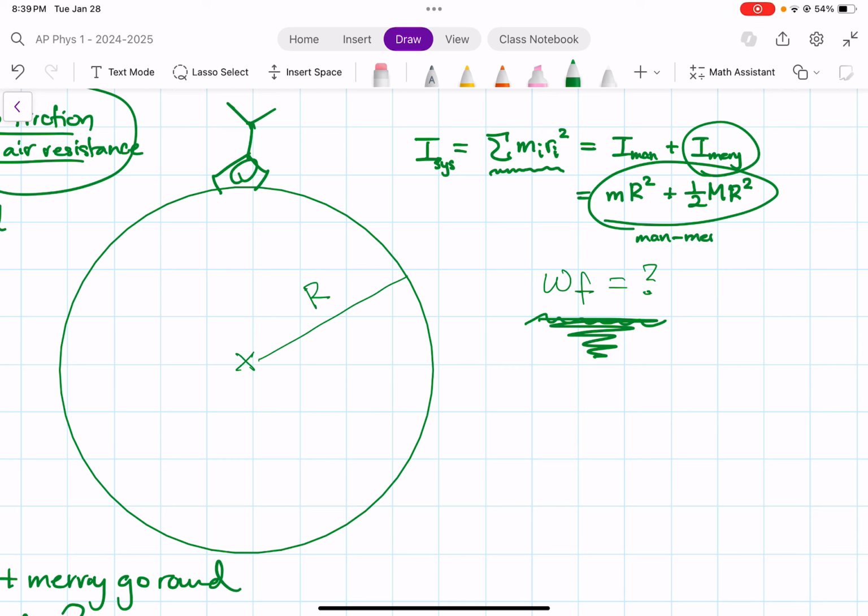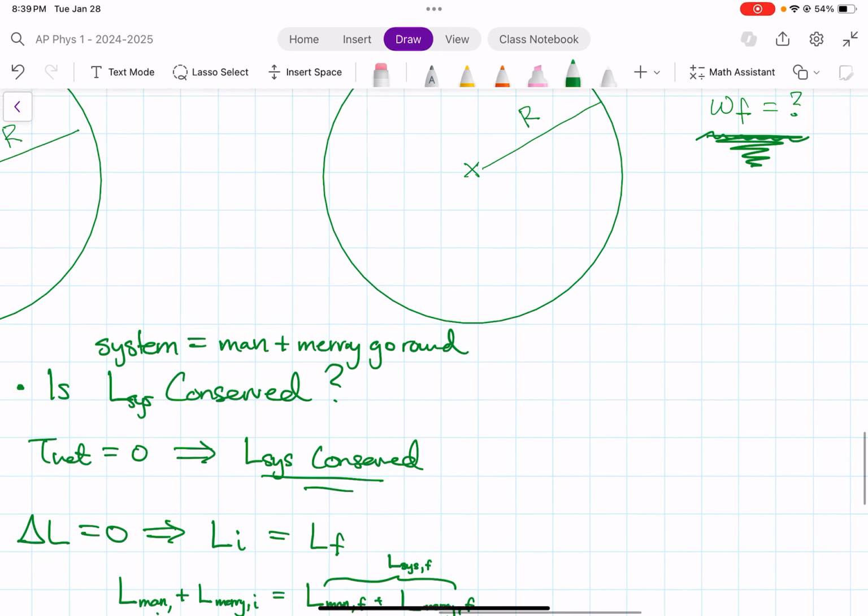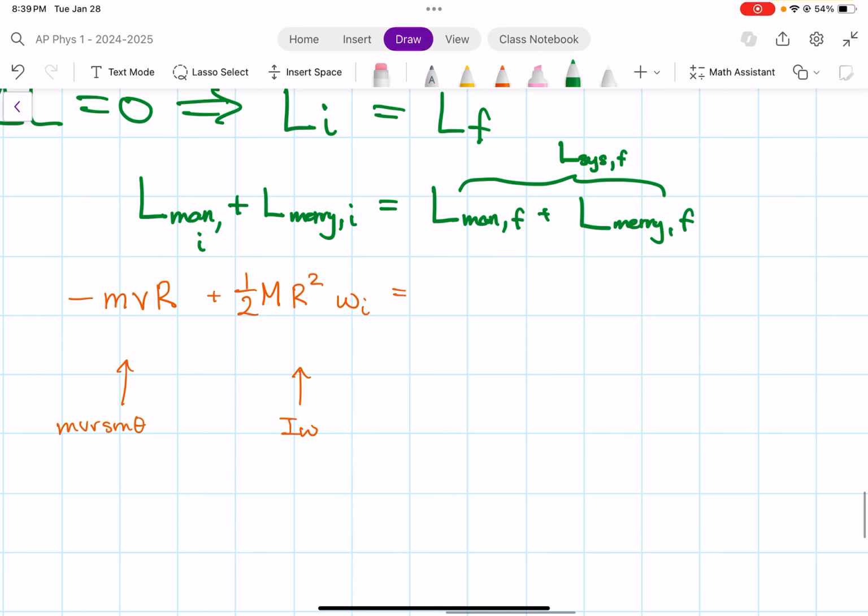Man merry system, or the merry man system. It's very happy. So going all the way back over here, we could just write this as I of the system times omega final. And we just figured out what that is, right? That's M capital R squared, plus 1/2 capital M capital R squared, times omega final.